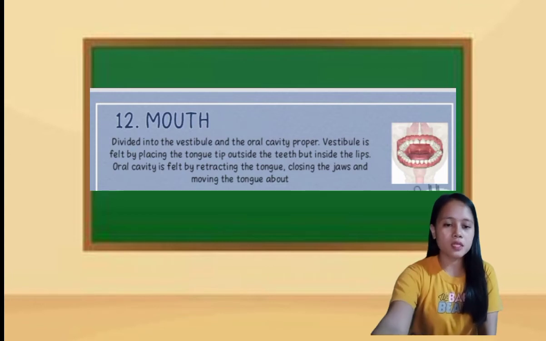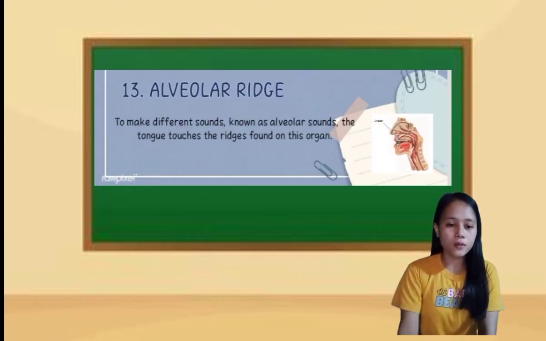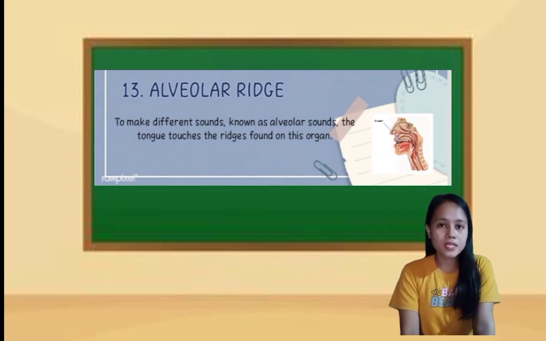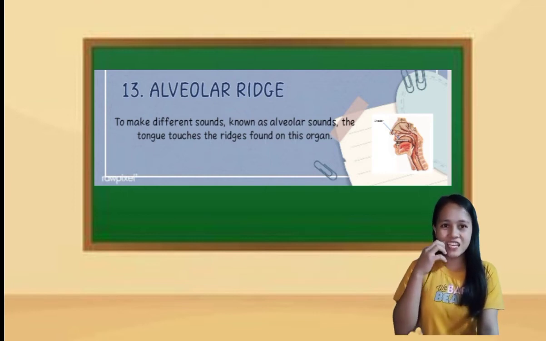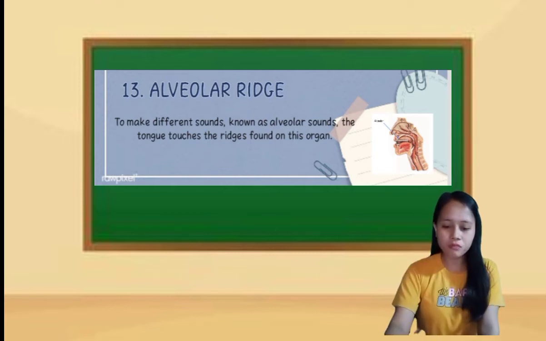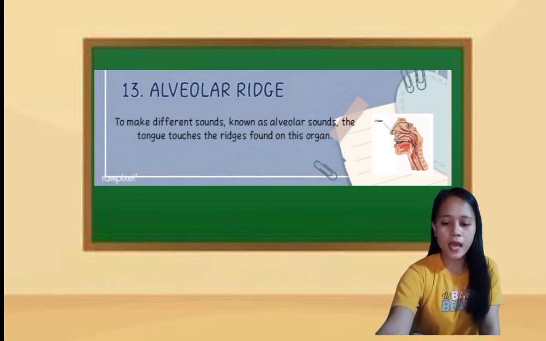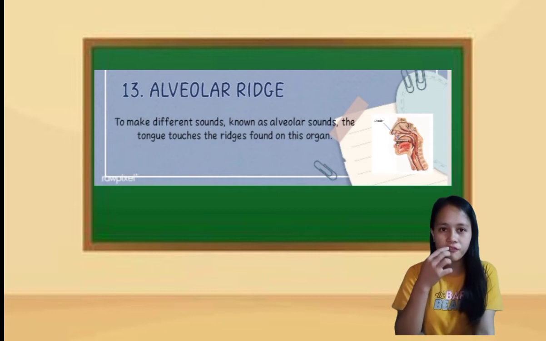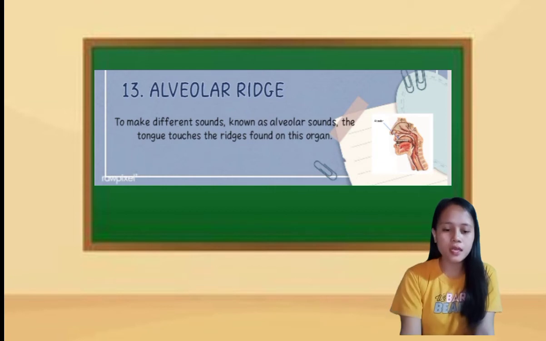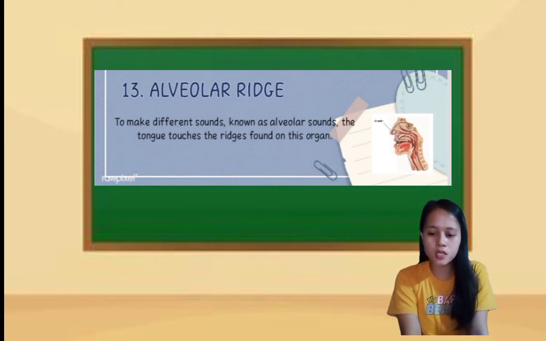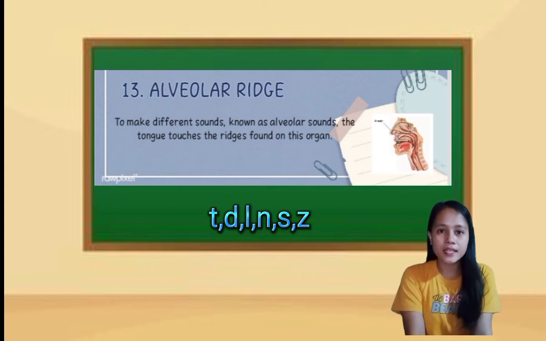Okay, another one is the alveolar ridge. The alveolar ridge makes different sounds. The tongue touches the ridge found in this organ. So this is what I call the alveolar ridge, the upper part of our teeth. And this is between the upper front of teeth and hard palate. And then this alveolar ridge can produce the sounds like T, D, L, N, S, and Z.